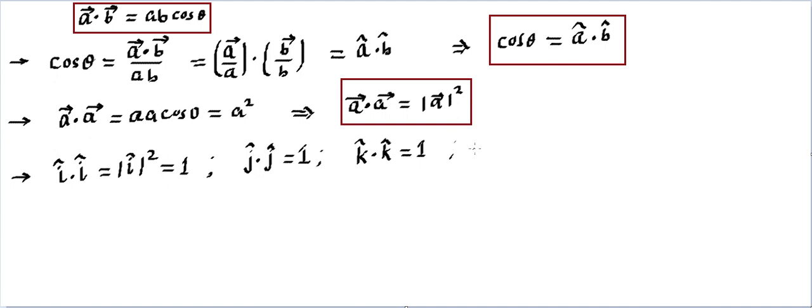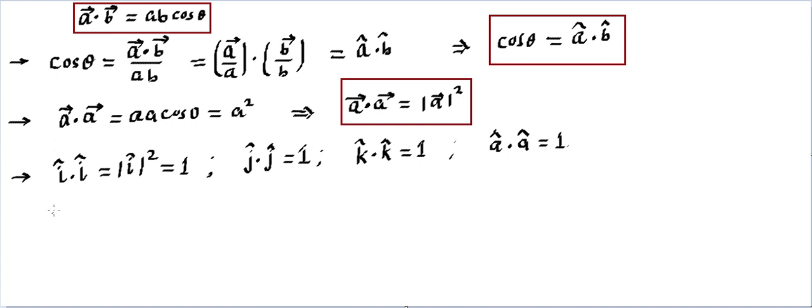In fact, for any unit vector a cap, a cap dot a cap is always going to be 1. So this is an important result we need to keep in mind. That means the dot product of a unit vector by itself is always unity, that's 1. And it is basically coming using this result.